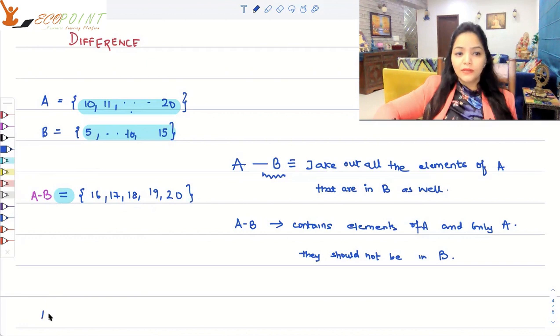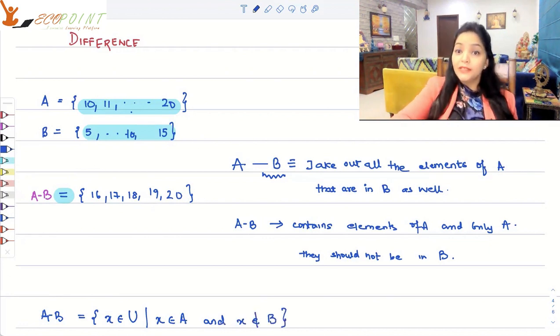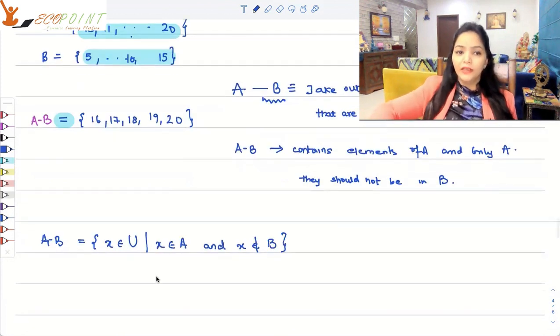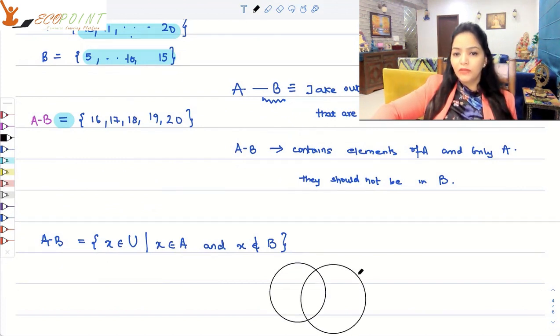So in other words, more formally, if we define A minus B, it is the set of all elements from the universal set such that x belongs to A and simultaneously it must not belong to B. So which means it belongs to A and only A. Now, if you want to see it using a Venn diagram, that is what exactly it would look like.